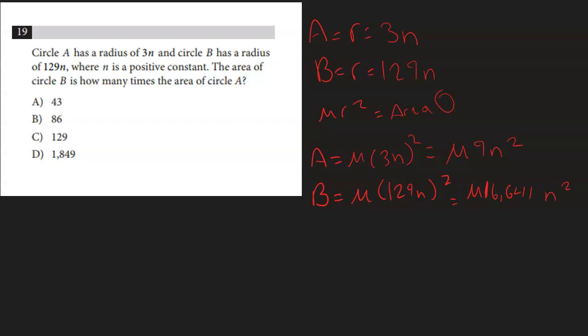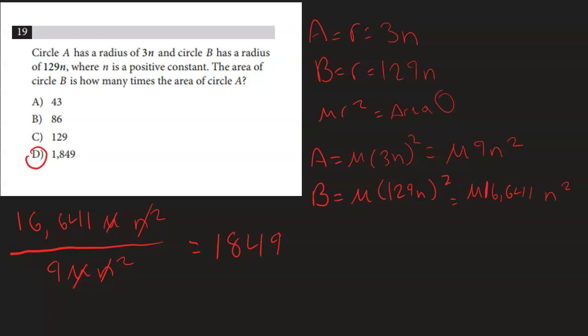And so how do we find the difference between these two? Well, you would divide. So we have 16,641 pi n squared all over 9 pi n squared. These would all cancel out. And what we're left with is 16,641 over 9. And that would equal 1,849. Be careful because they were asking us the area.